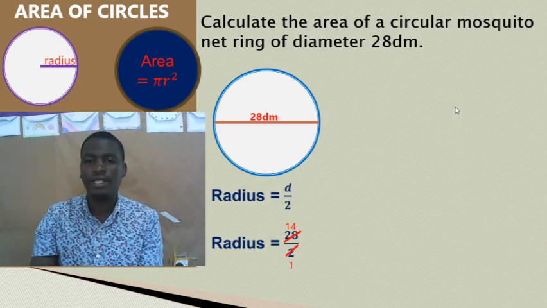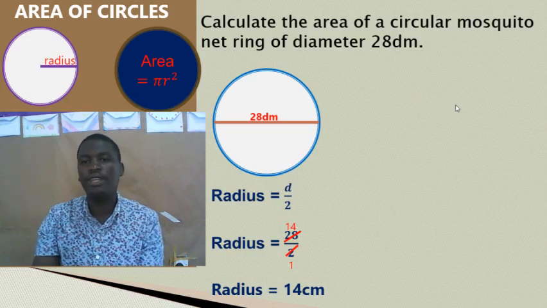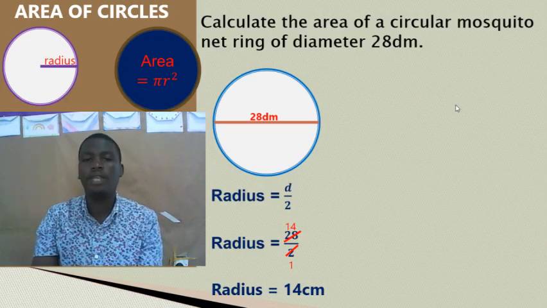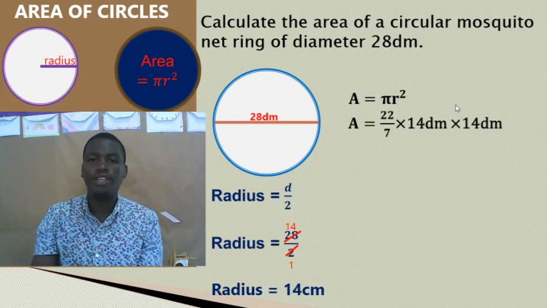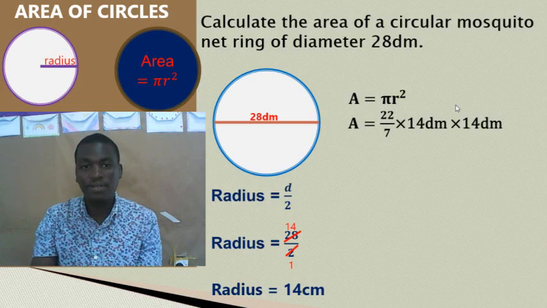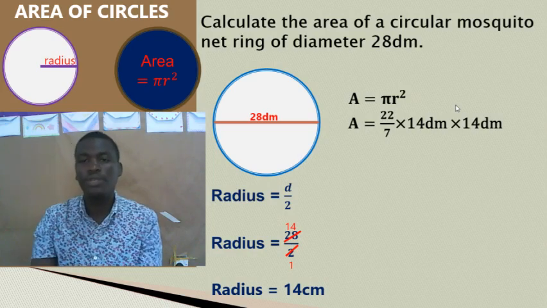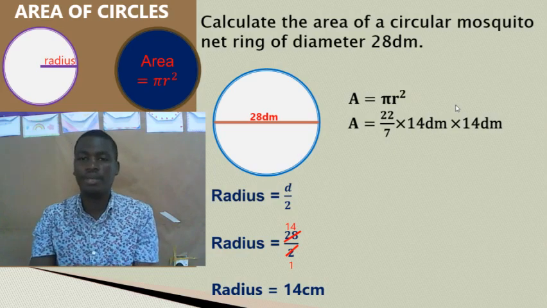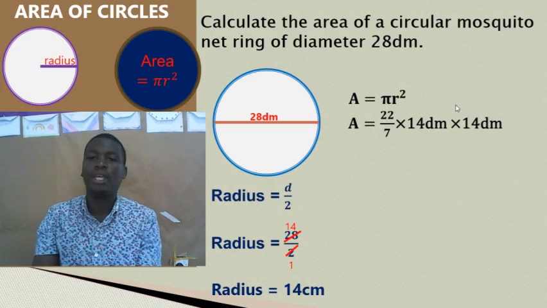So our radius here is 14 decimeters. There we go to find the area, by saying our area equals pi r squared. Substitute in the next step, our pi is 22 out of 7. Why have I chosen 22 out of 7? 28 is a multiple of 7, very easy to simplify. But if it was 30, I would prefer to use 3.14, because that is a multiple of 10, which is easy to simplify with 100, when I express 3.14 as 314 out of 100. Here we go.